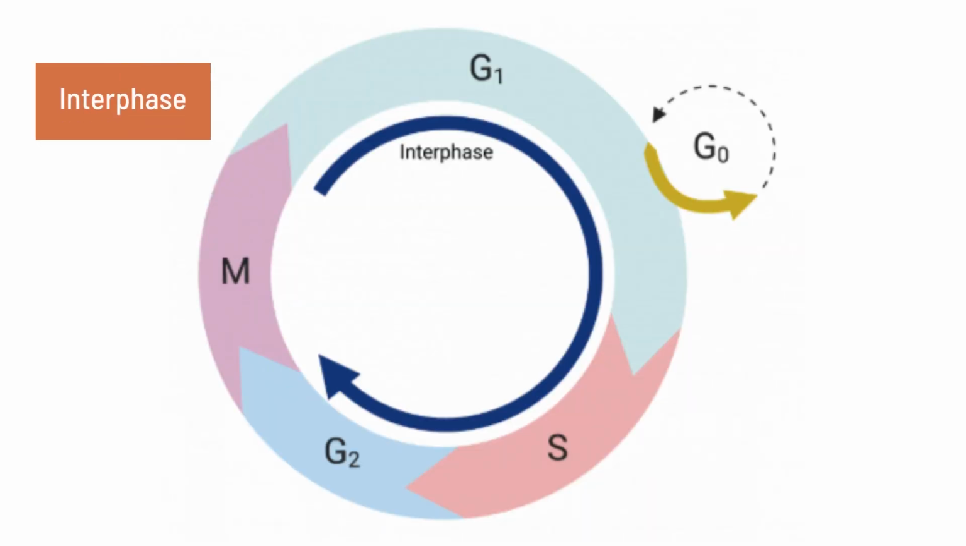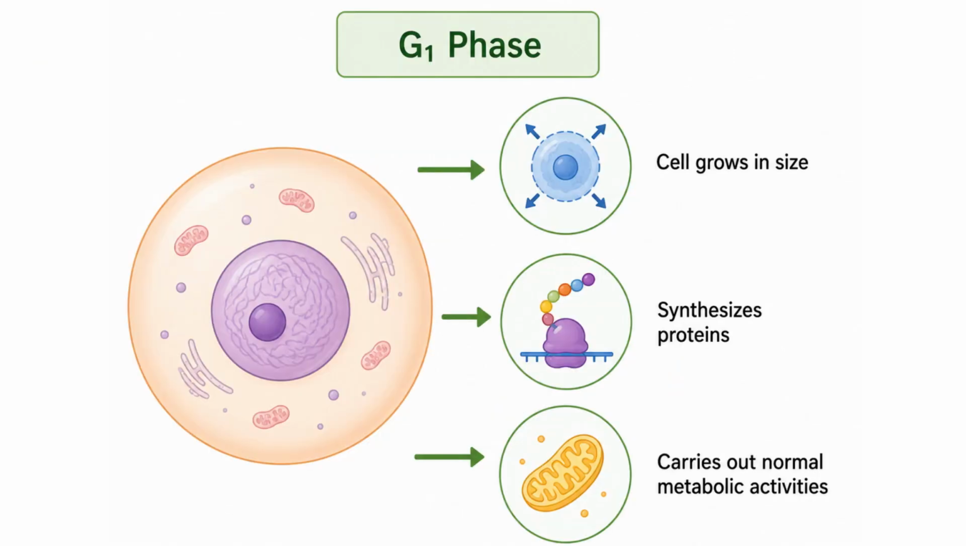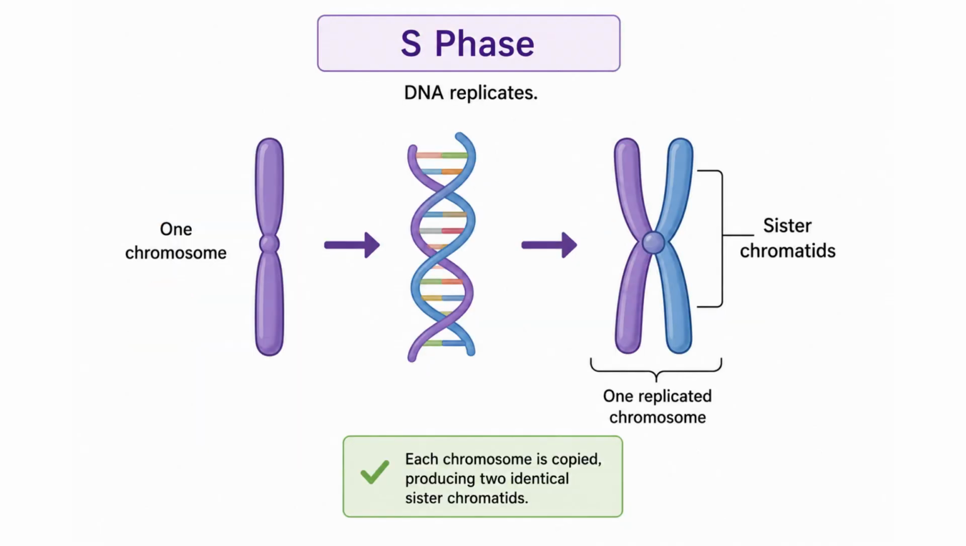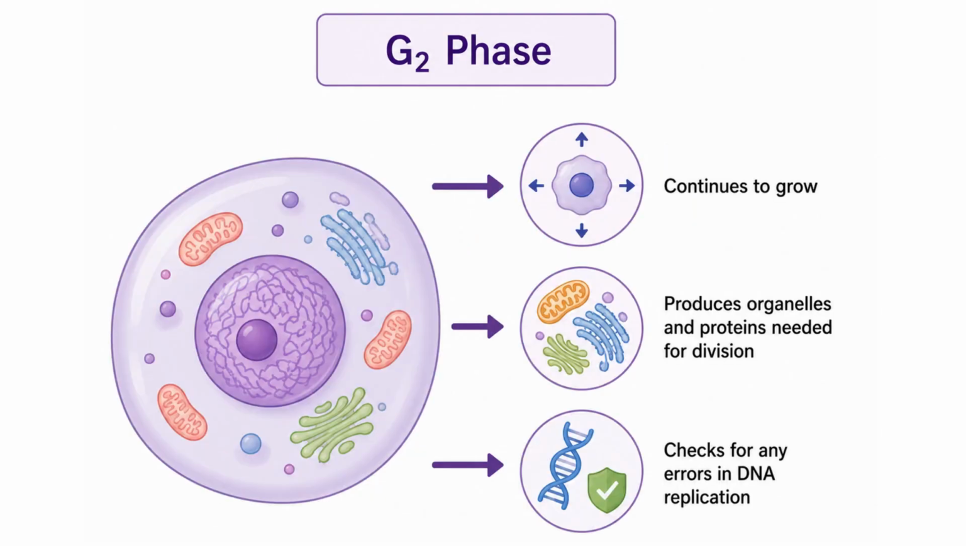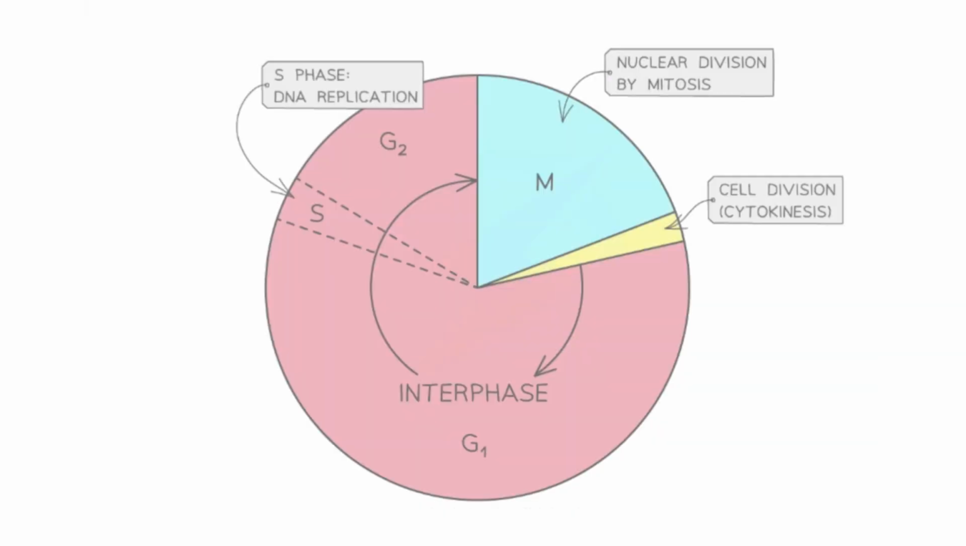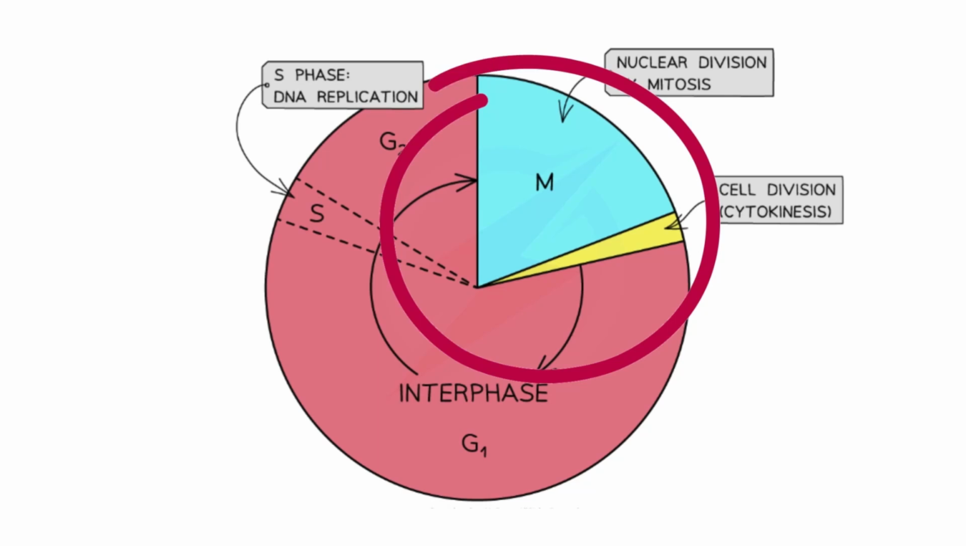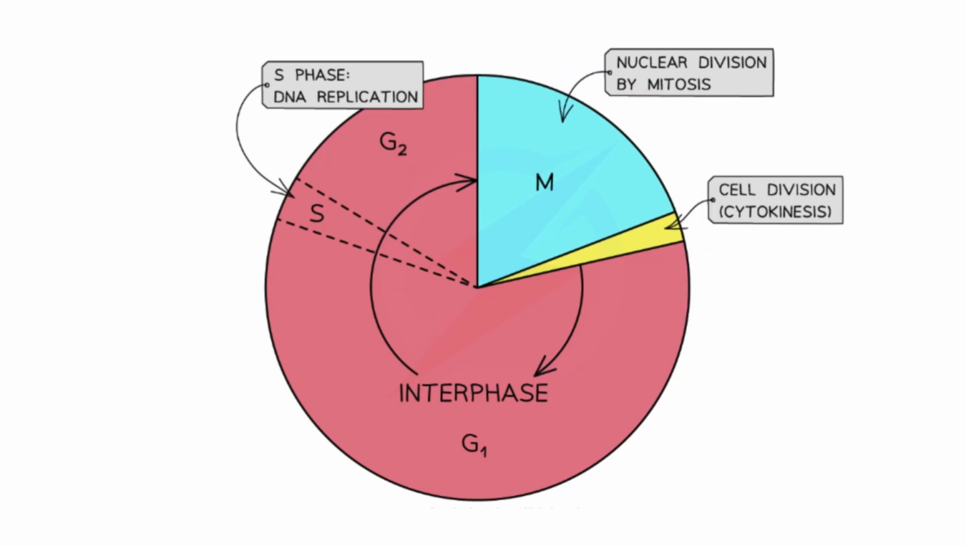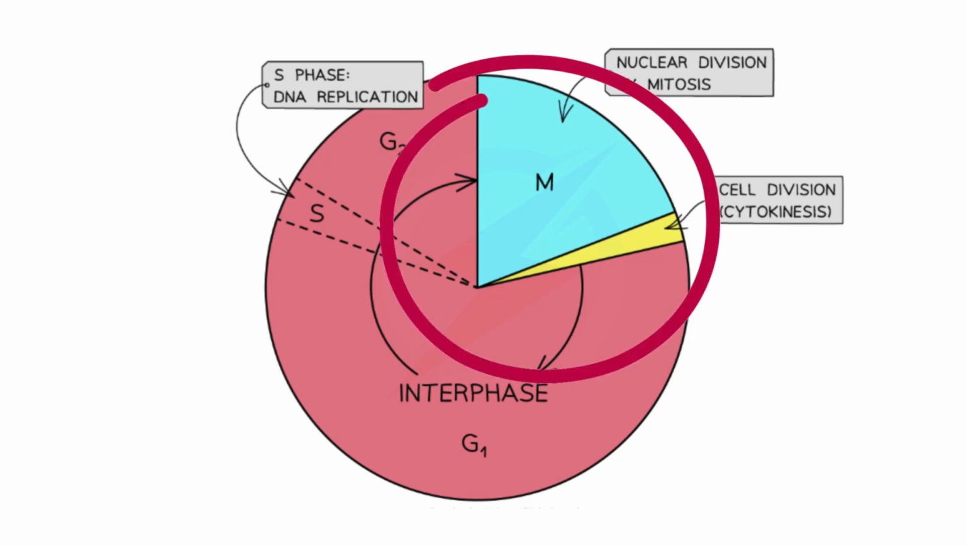Interphase is the longest stage and is further divided into G1 (Gap 1), S (synthesis), and G2 (Gap 2) phases. During G1, the cell grows in size, synthesizes proteins, and carries out its normal metabolic activities. In the S phase, the DNA replicates so that each chromosome is copied, producing two identical sister chromatids. During G2, the cell continues to grow, produces organelles and proteins needed for division, and checks for any errors in DNA replication. After completing interphase, the cell enters the M phase, where it divides through either mitosis or meiosis, depending on the type of cell being produced.